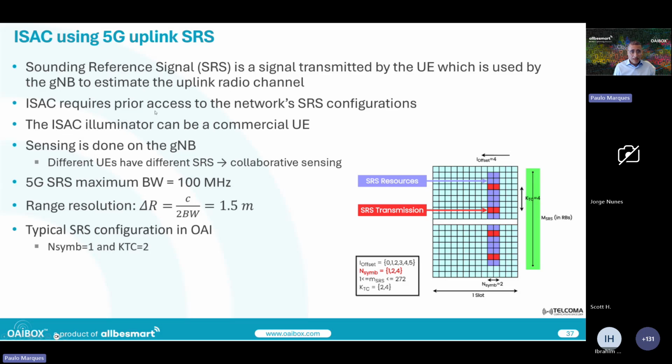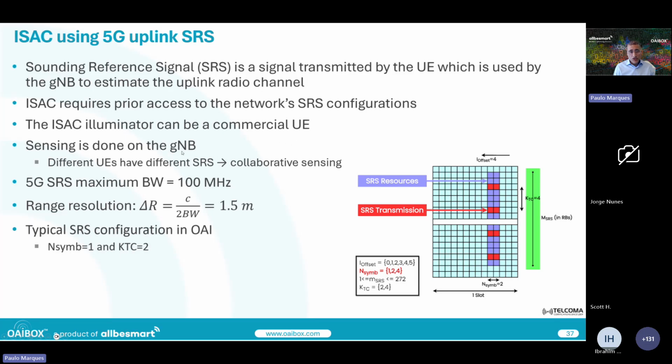This ISAC technique requires prior access to the network's SRS configurations. So again, here we need some cooperation, or you need to know this grid with the allocation of the SRS symbols in order to estimate the uplink radio channel that you can use for ISAC detection. So here the ISAC illuminator is the UE, so you can explore commercial user equipments, iPhones, Quectel modems as a source of illumination for the ISAC system.